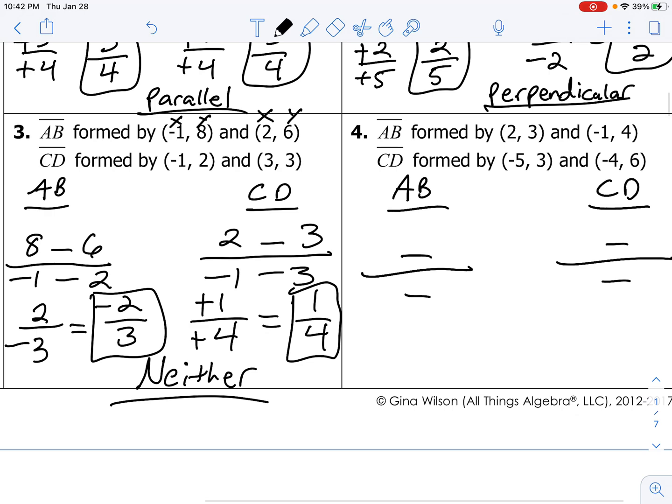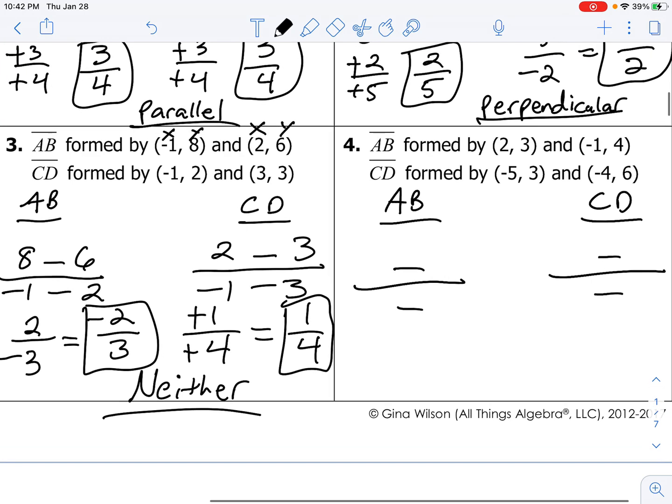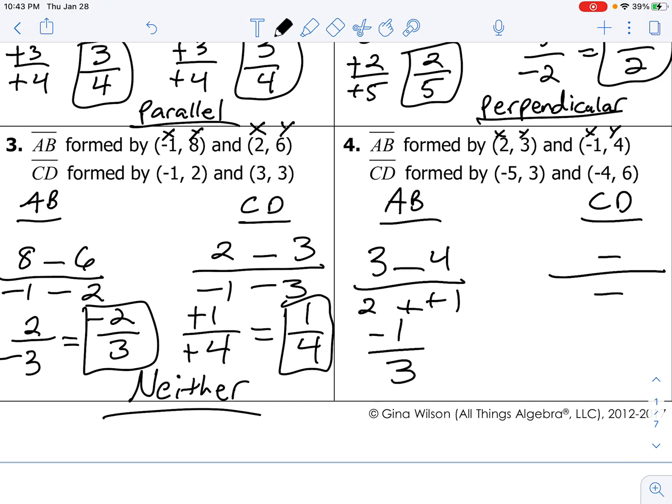All right, so on this one right here, I'll label my X's and my Y's. Drop the y's down on top, so 3 and 4. Drop the x's down on bottom, 2 and -1. And you actually have to put in the -1. It's actually going to turn it into a positive. 3 minus 4 is -1. 2 plus 1 is 3. So my slope is -1 over 3.